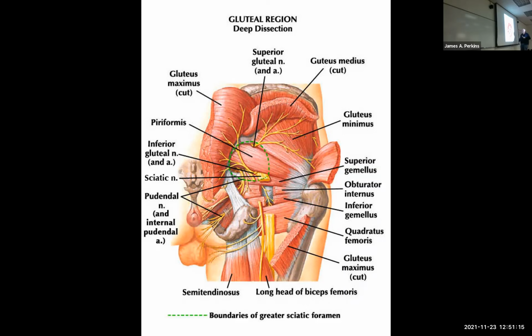And piriformis has to exit the pelvic cavity in order to eventually insert here on the greater trochanter of the femur. It leaves the pelvic cavity by passing through a space that we've talked about quite a bit before, a space called the greater sciatic foramen. And that green dotted line represents the approximate location of the greater sciatic foramen. So piriformis muscle is exiting the pelvic cavity by passing through that greater sciatic foramen.